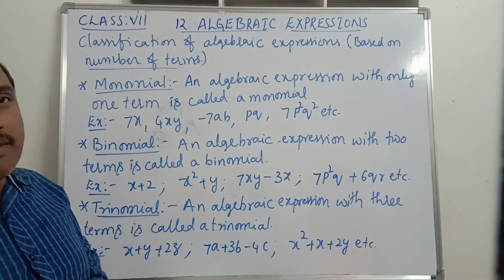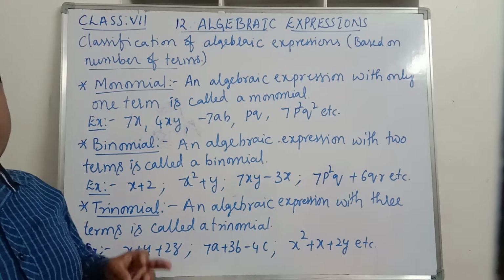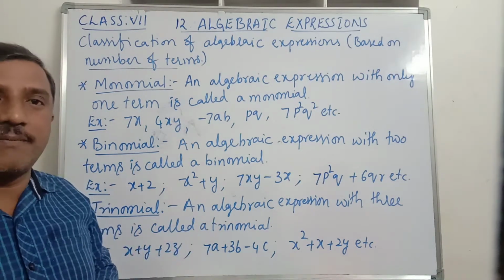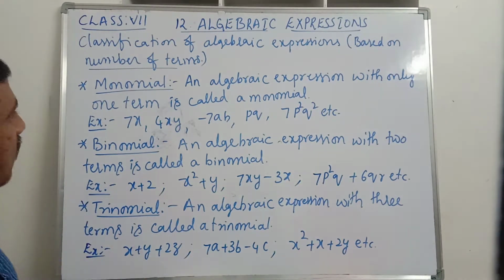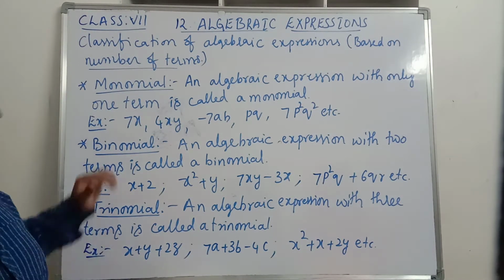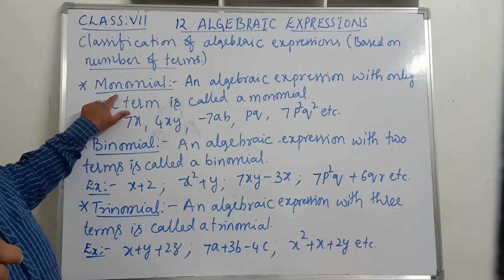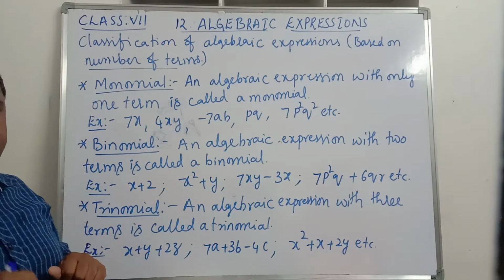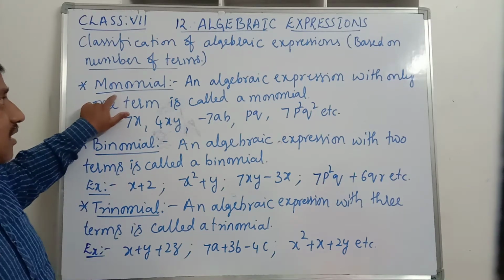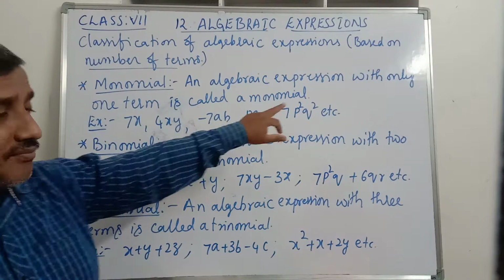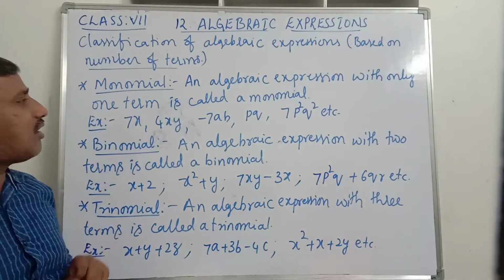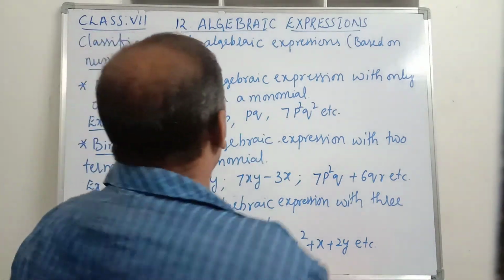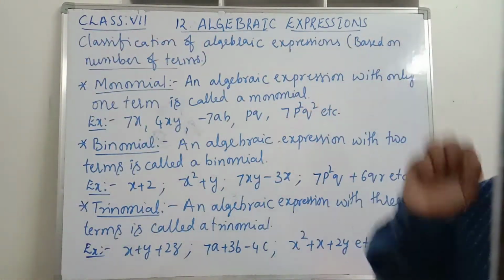Based on the number of terms, they are classified as monomial, binomial, trinomial, quadrinomial, etc. So what is a monomial? The word mono means one. We will come across it even in chemistry, the words monomers, polymers. So mono means one. An algebraic expression with only one term is called a monomial.